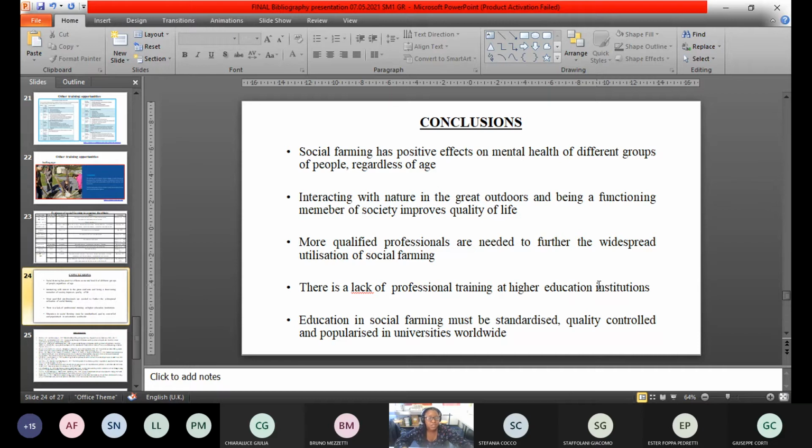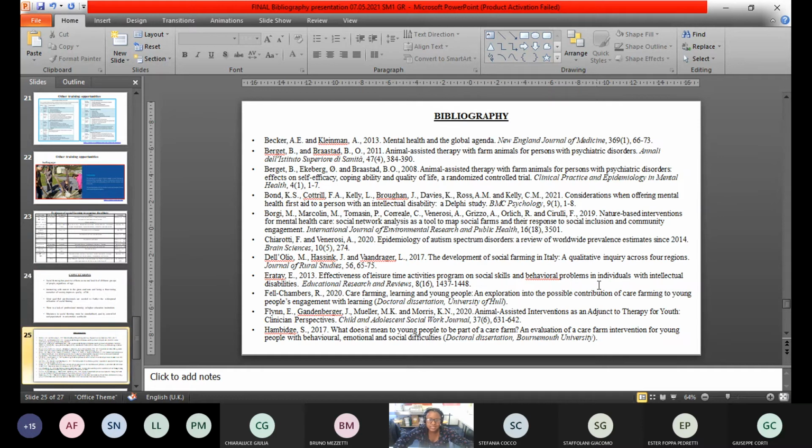And this lack of training needs to be investigated, or it needs to be fixed, so that more qualified professionals can be introduced into this field. With my concluding remarks, I would say education in social farming must be standardized, quality controlled, and popularized in all universities of the world for the greater benefit of the whole community at large worldwide. Thank you. And these are my references.